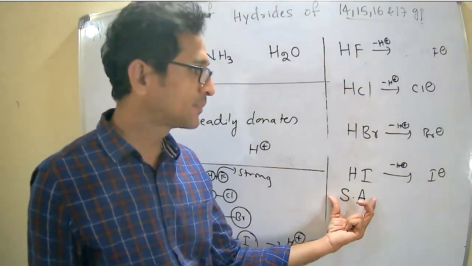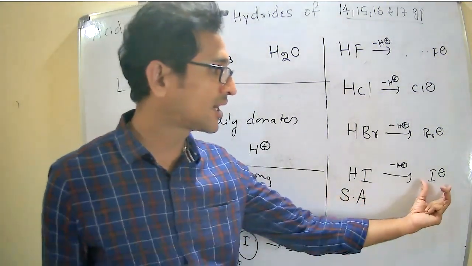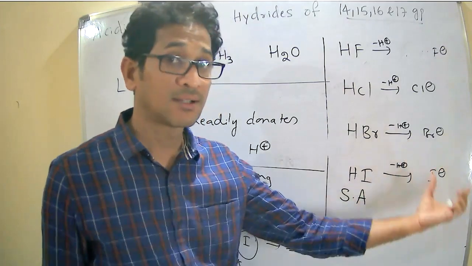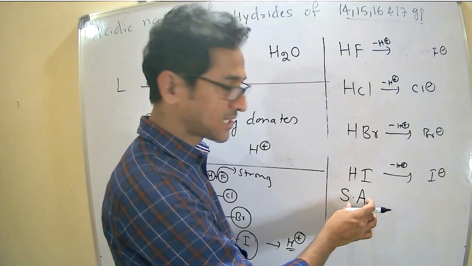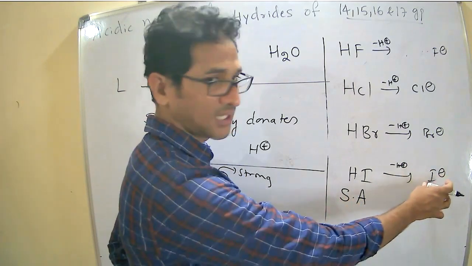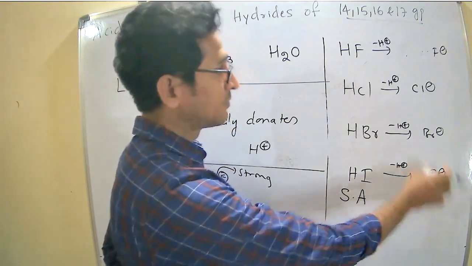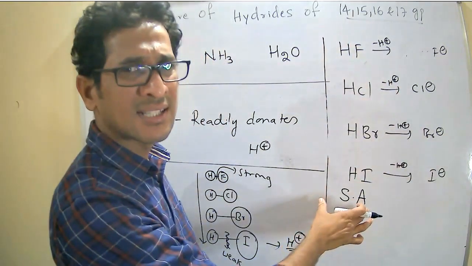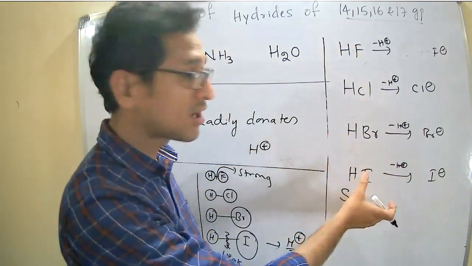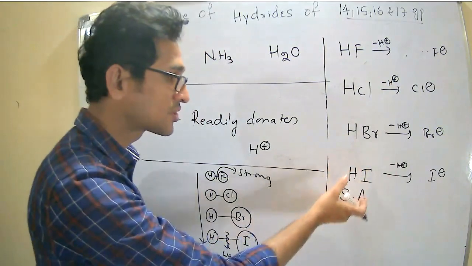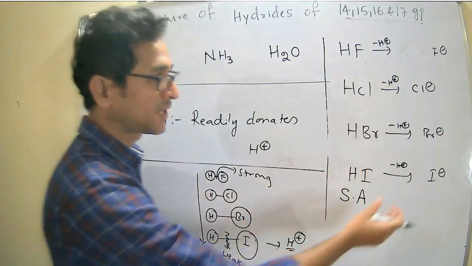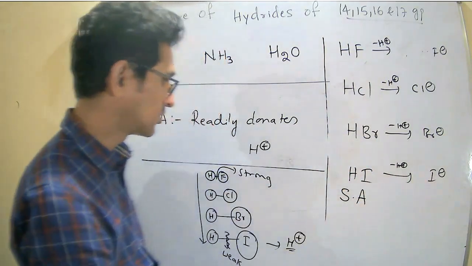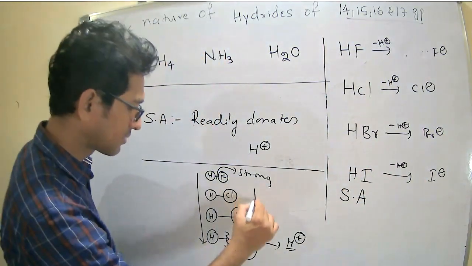Once it is a strong acid, what generally happens? The conjugate base should be more stable, because the stability of its acidic nature depends on the stability of the conjugate base. All of these are acids, but which is stronger? HI is stronger, and this is the reason. I can explain the stability of the iodide also.